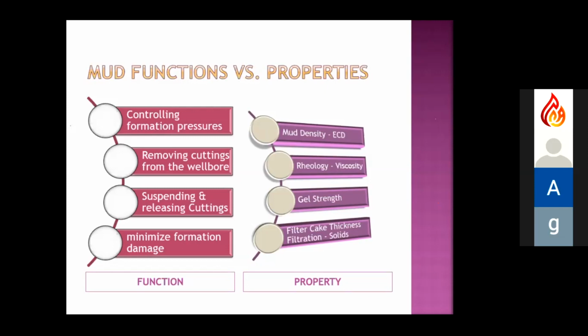Okay, the second function is removing cuttings from the wellbore. When we talk about removing cuttings, we are talking about hole cleaning. Here the property will be the viscosity and rheology in general, because removing cuttings means we take the cuttings from the hole to the outside. We are talking about viscosity, yield point, and rheology in general, and the fann readings: the 600 reading, 300, 200, 100, 6, and 3. These are the six fann readings with the rheometer.